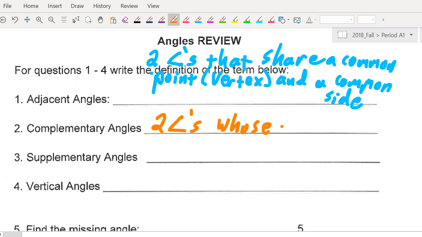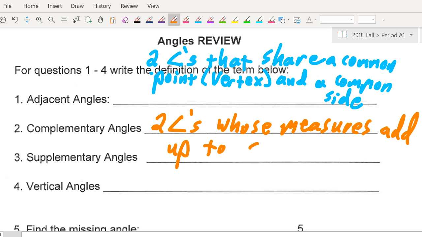All right. Complementary angles. Two angles whose measures add up to what? 90 degrees. Very good. As a matter of fact, I just thought of this today. It looks like this, right? Which is not a complement. So it's kind of like the opposite, right? But it looks like that. Anyway, maybe that'll help you remember.